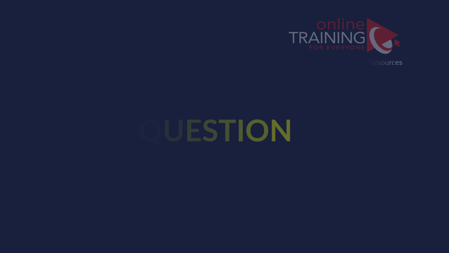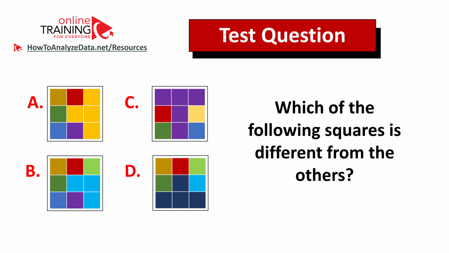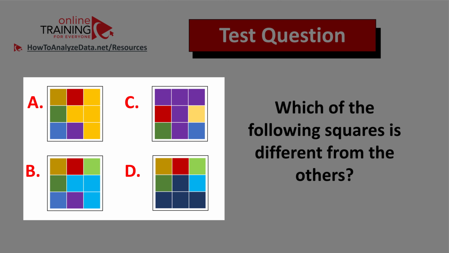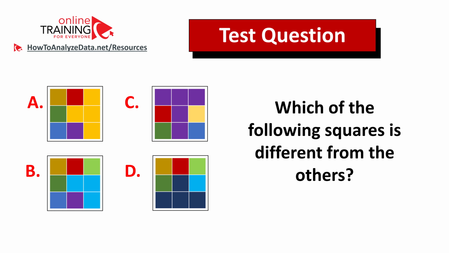Let's look at the interesting question which tests your pattern recognition and analytical skills. Which of the following squares is different from the others? You're presented with 4 squares, each square containing 9 small squares inside of the different colors. You have 4 different choices to choose from: A, B, C, and D. All look kind of similar, but one of them is substantially different.